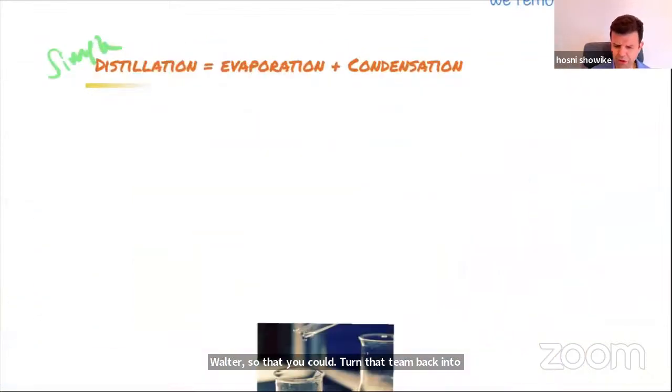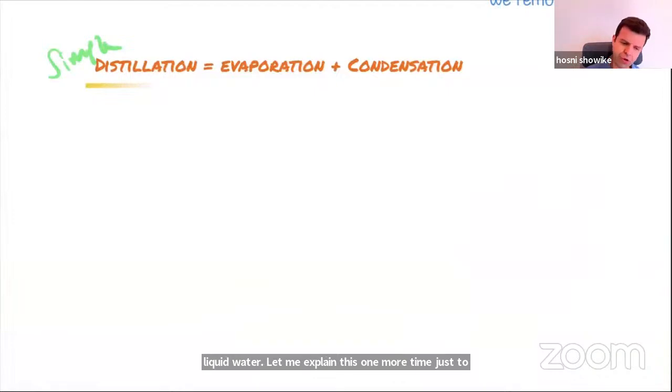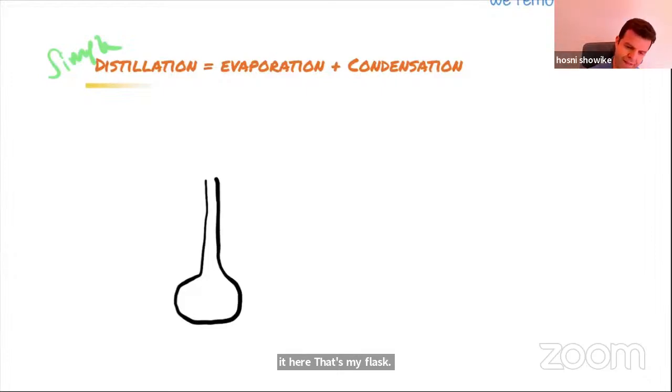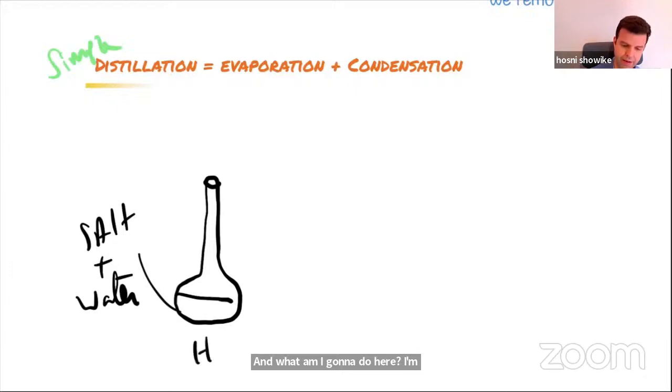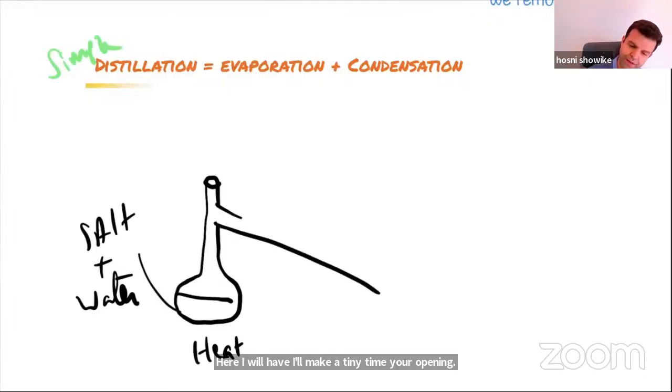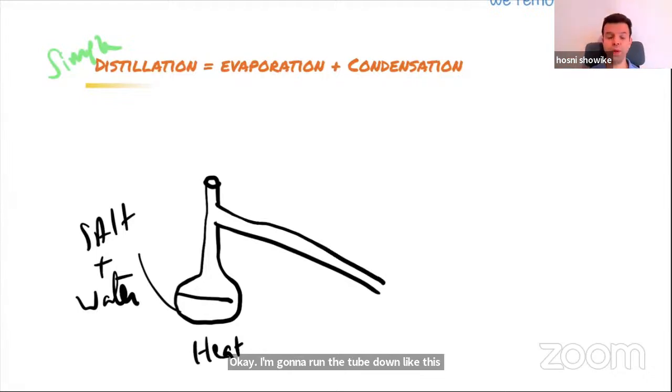Let me explain this one more time, just to make sure you all understand it. So again, I'm going to draw it here. That's my flask. What do I have here? I have salt and water. So here I have salt in water. And what am I going to do here? I'm going to heat it up. So here I have some Bunsen burner. Here I'll make a tiny opening. I'm going to run a tube down like this. What will I have in this tube? I will have that steam. So here I will have that water vapor running like this.